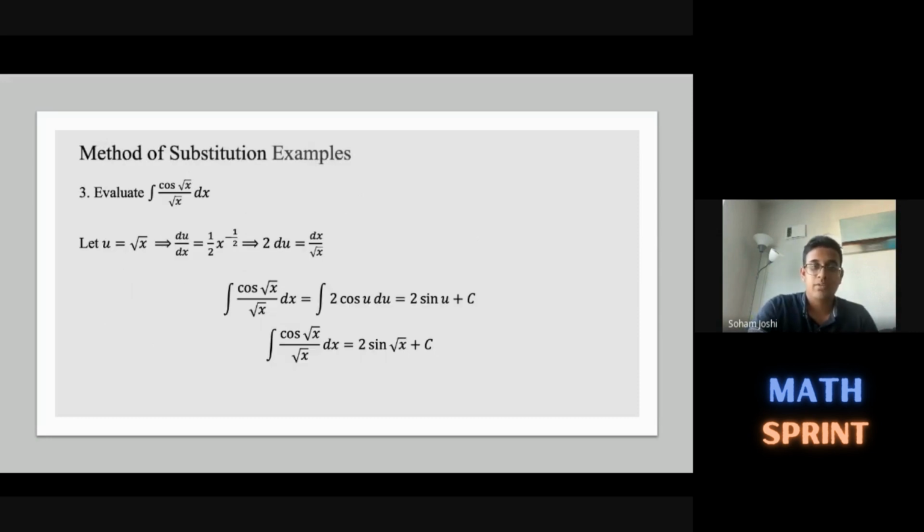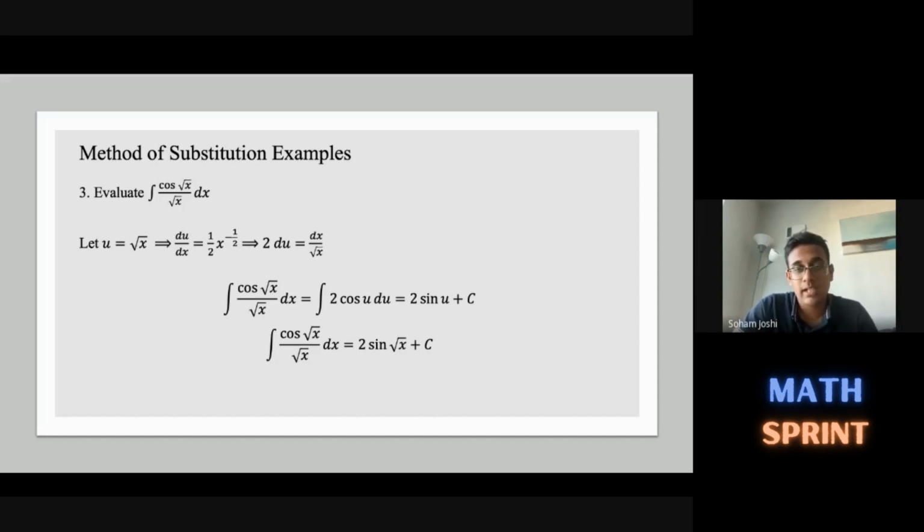All right, another one. So we have to integrate cos root x divided by root x with respect to x. We have our temporary variable u, which we equate to root x. Again, we differentiate u with respect to x. So du by dx is equal to half x to the power of minus 1 by 2. We rearrange that du is equal to dx by root x. Okay, so now let's take a look at our integral here.